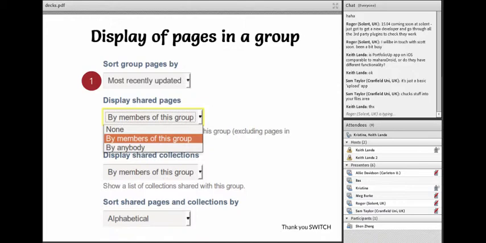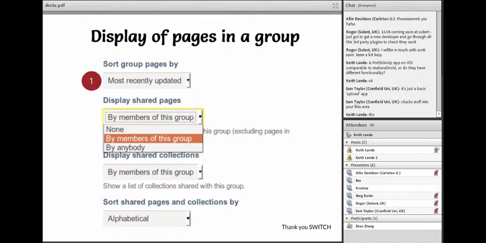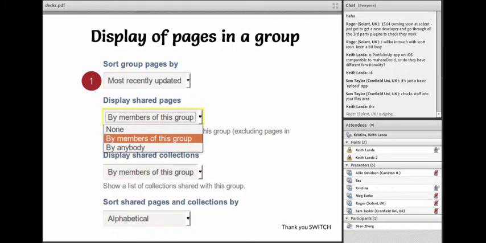Displaying of pages in a group, thanks to Switch, which is an organization that supports Swiss universities and has a central Mahara instance in Switzerland that universities can access. We have a number of new functionalities for the group homepage. Because in the past you could only see pages sorted alphabetically, now you can sort them according to when they have been updated last. And you can also decide whether you only want to display pages shared by members of the group or by anybody.